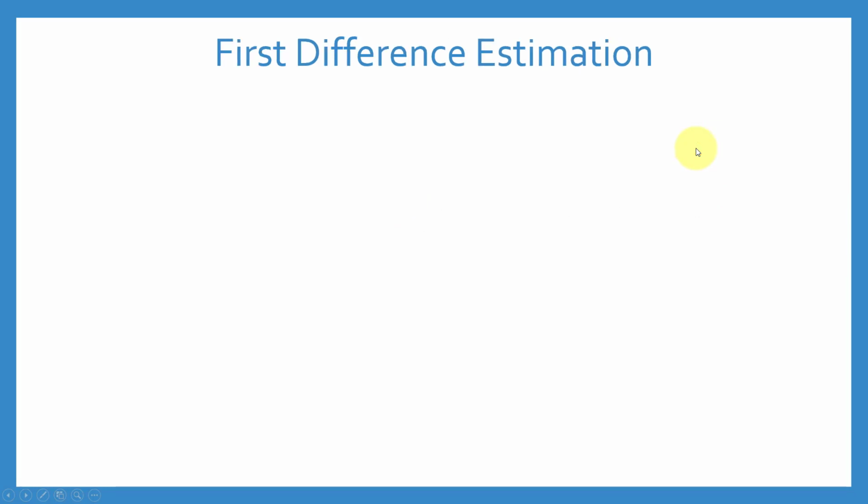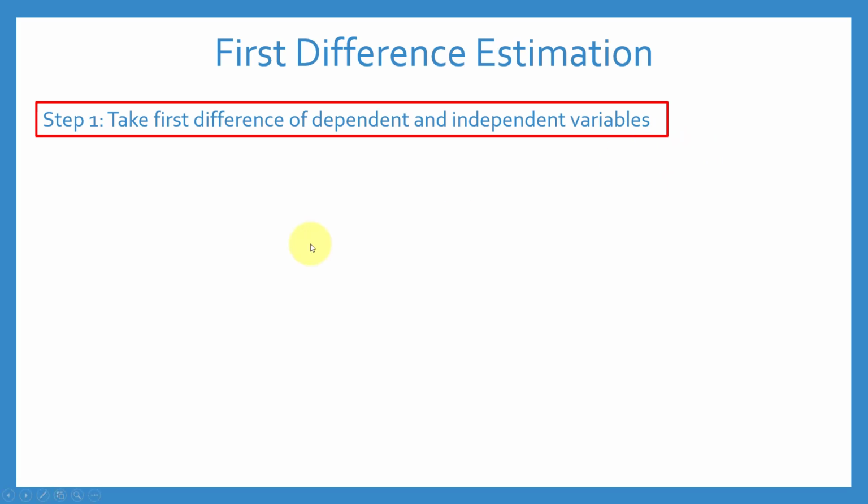In the least square dummy variable method, we convert this alpha i into dummy variables. But in first difference estimation, what we do is we take the first difference of the dependent and the independent variables, and the first difference is just the difference between the lag and the current value. So it would be stock price t minus 1 minus the current stock price.